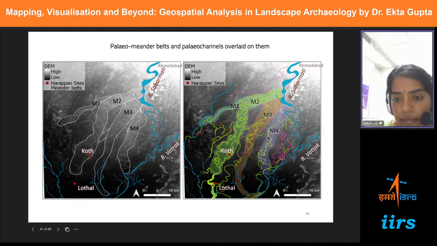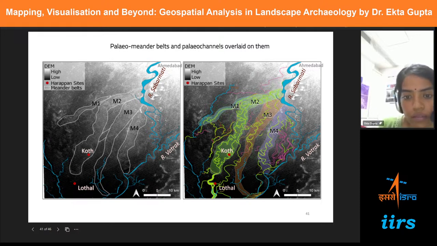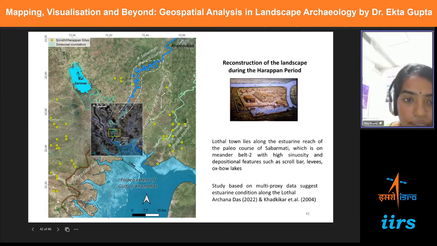And then these are different stages of river migration. And the Sabarmati River, at the end, joined Vatrak and captured river Vatrak, and then flowed as Sabarmati. So the earlier course was like this, and Lothal was along its estuary. I think it will be more clear from this image. Here, I hope you can see it, because I am seeing the other image also on it. Anyways, so this is the river Sabarmati flowing along Lothal.